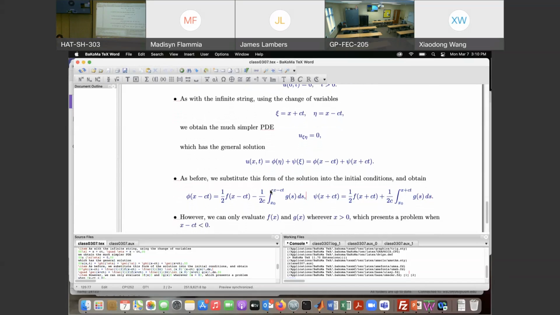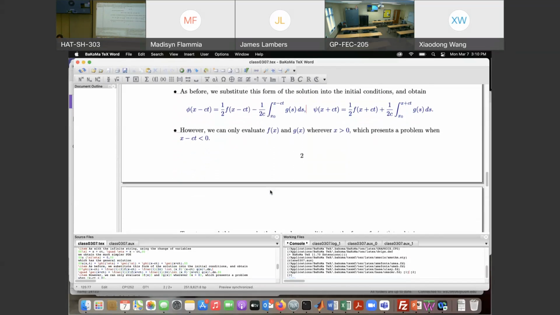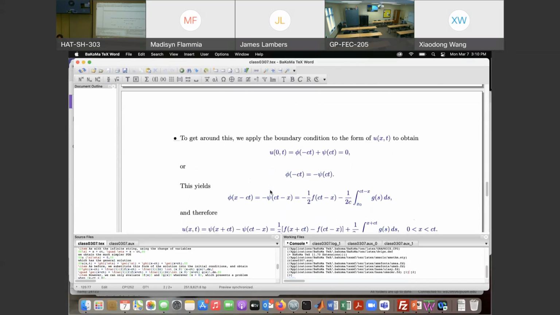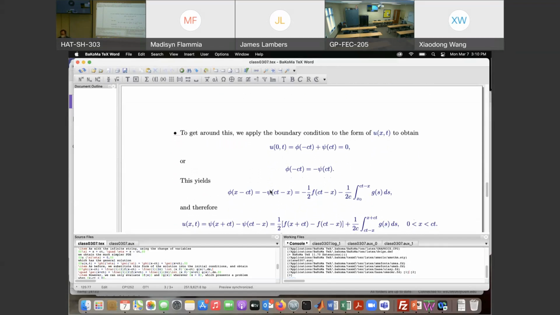All right. So how do we deal with that? We use a boundary condition. And so far, we haven't actually used it. That's a red flag right there.